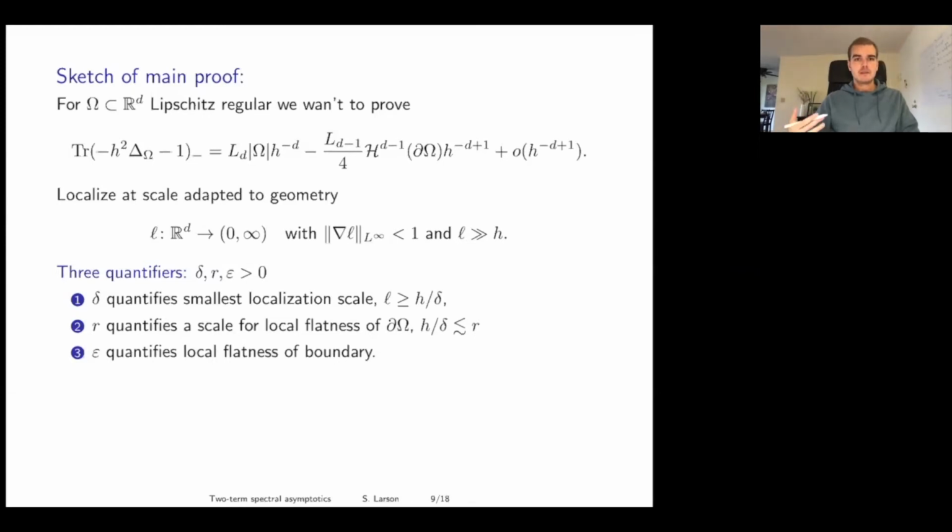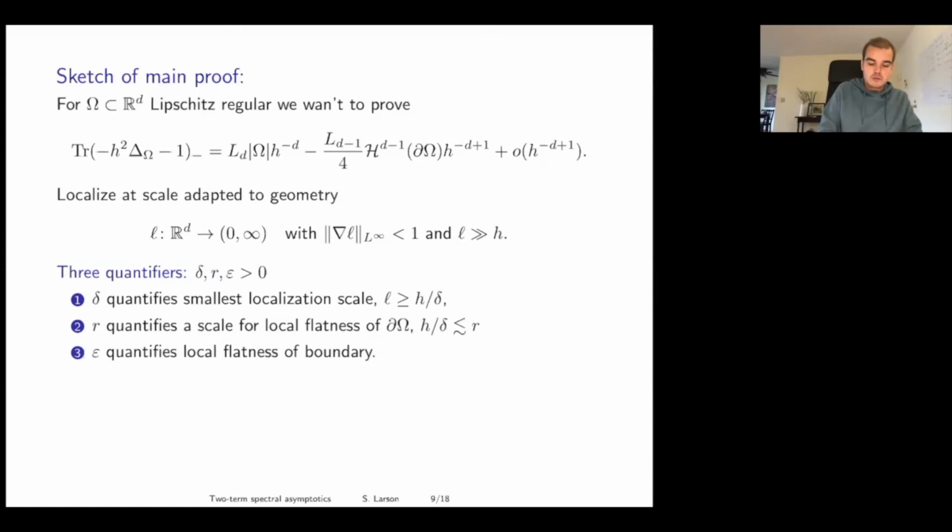Now, there will be three quantifiers that will appear throughout this construction, and unfortunately, to get into the geometry, I have to talk about them a bit. So there's going to be a delta, an r, and an epsilon, all positive. The first quantity, delta, essentially just quantifies this relation here. Namely, our localization scale, the smallest scale at which we localize, is going to be precisely h over delta, which, if delta is small, is much larger than h.